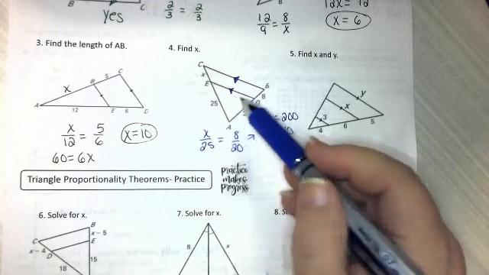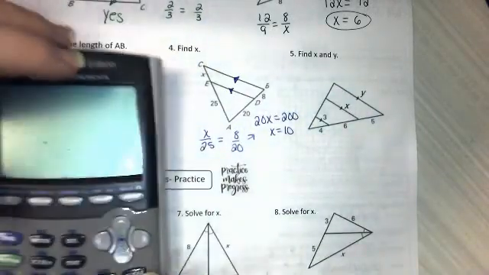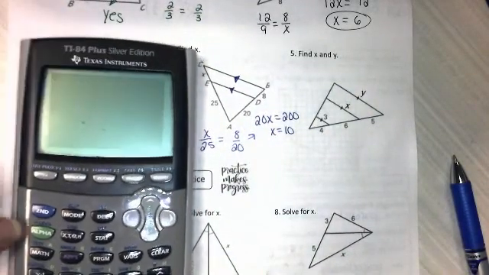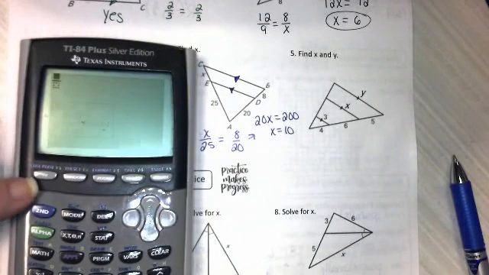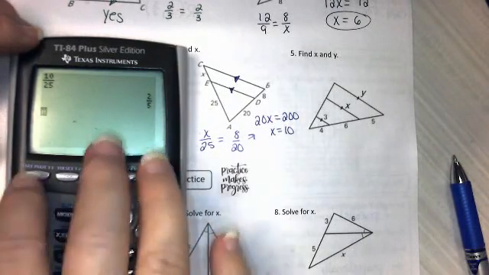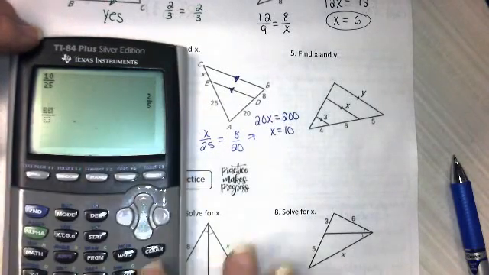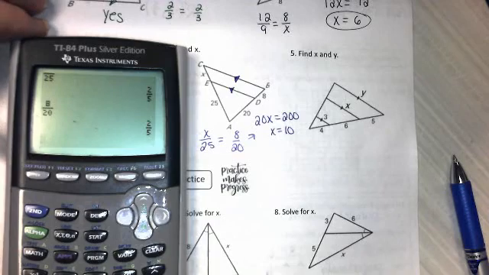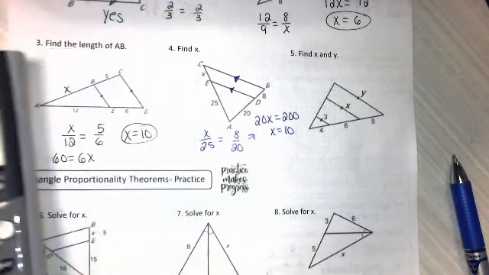And you can double check your proportions if you want to. If you said, okay, let me see if that's really right. Is 10 over 25 equal to 8 over 20? Yes, it is. So you can double check.